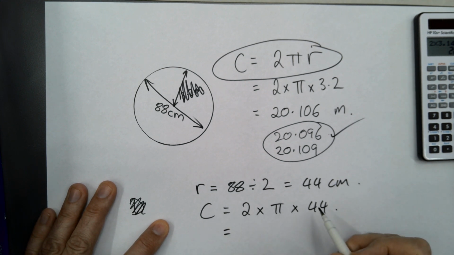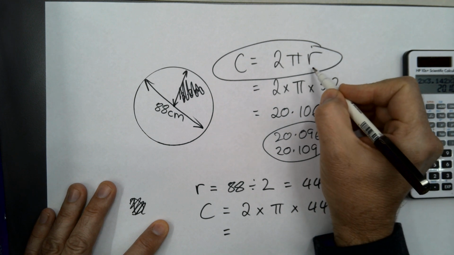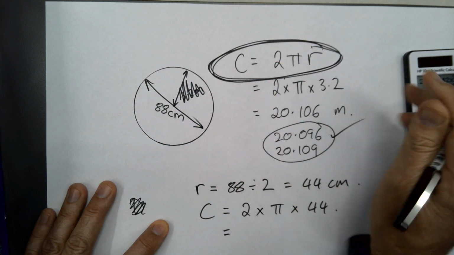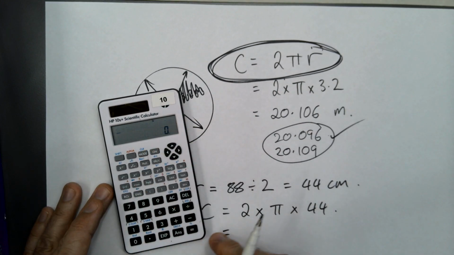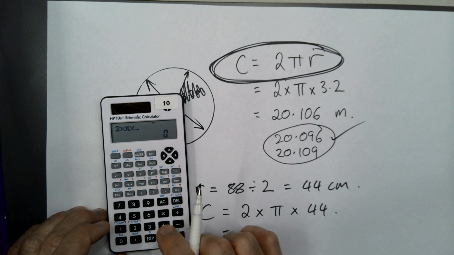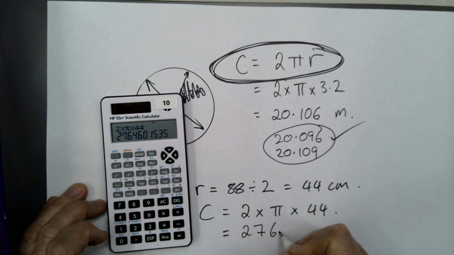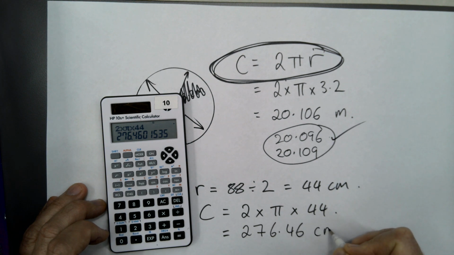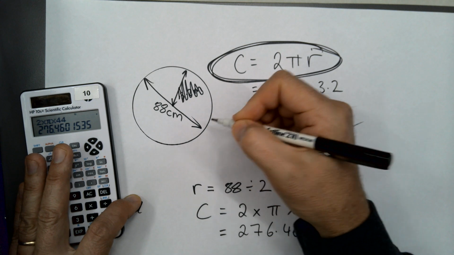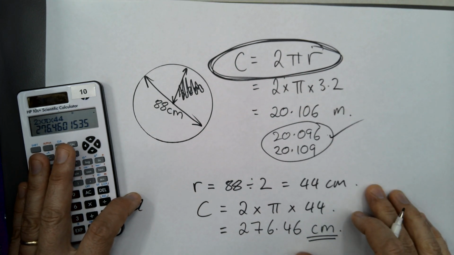Yes, you could have just used 88, and you wouldn't have to have the 2 there. But I'm using what is on the formula sheet. So 2 times pi times 44 is 276.46 centimetres. This is not area, this is a distance around the outside. So it's not centimetres squared, but centimetres.